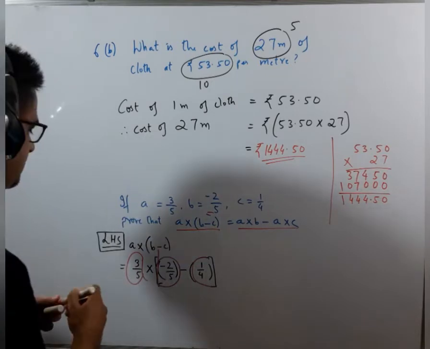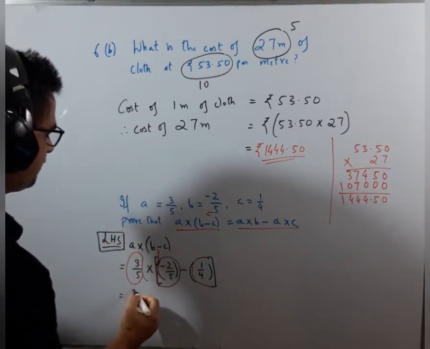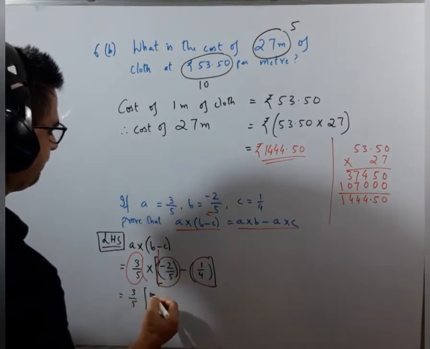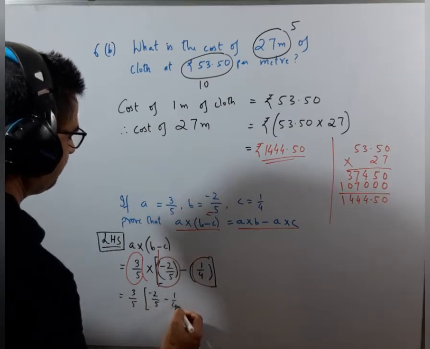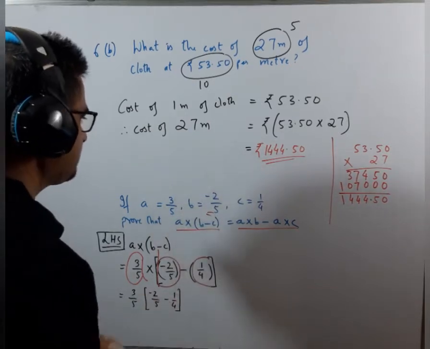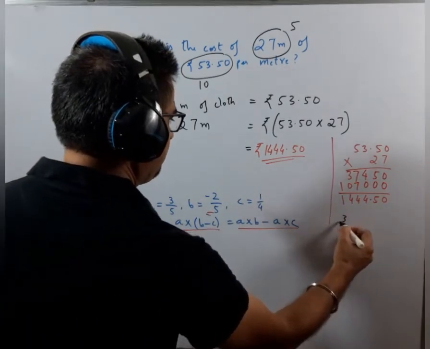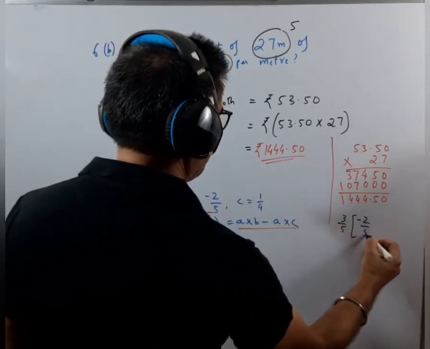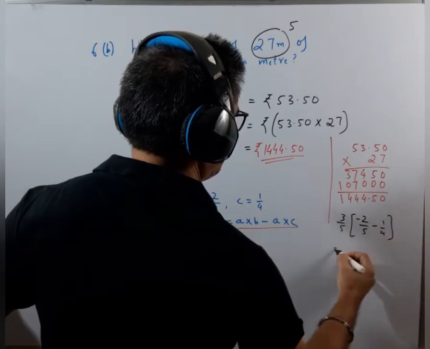Okay, so the next point here is this. Let's solve this. So this comes to how much? 3 by 5. And if you now open the bracket, this is minus 2 by 5 minus 1 by 4. Let's solve this. So this is 3 by 5 into minus 2 by 5 minus 1 by 4. So this comes to how much?